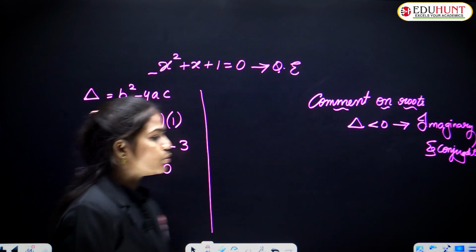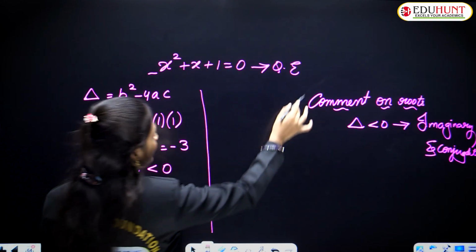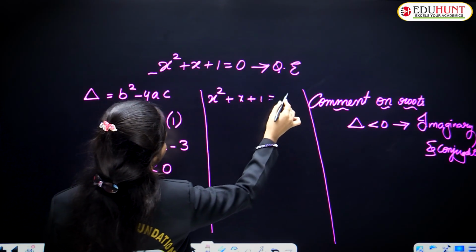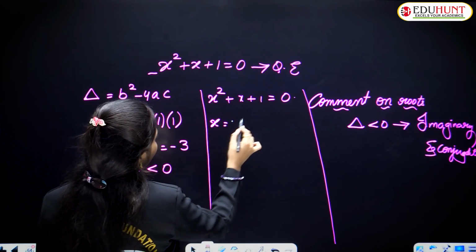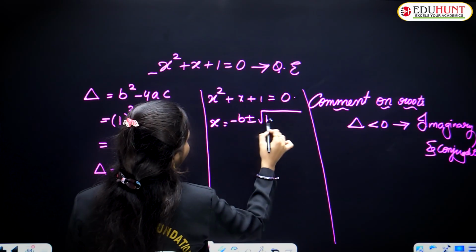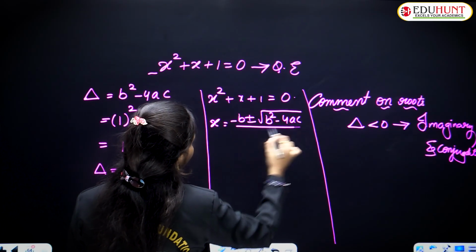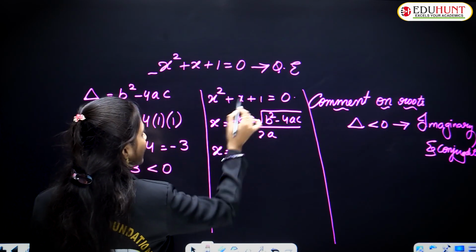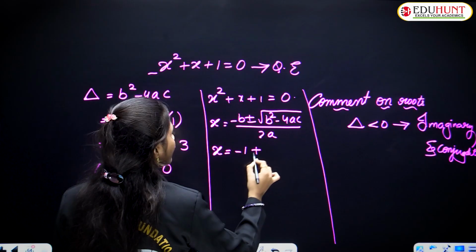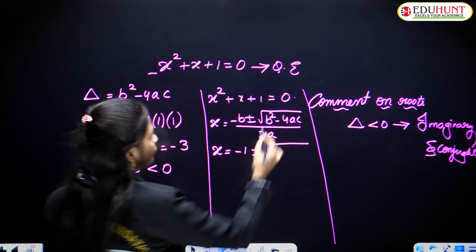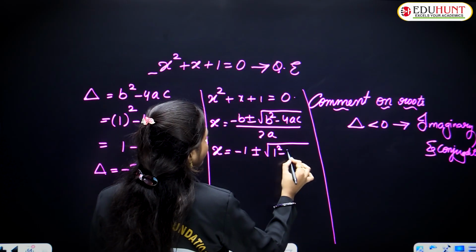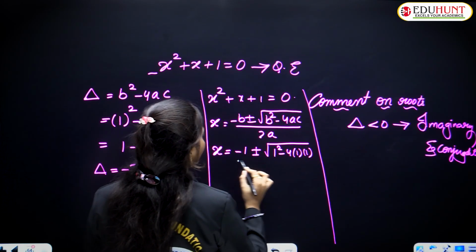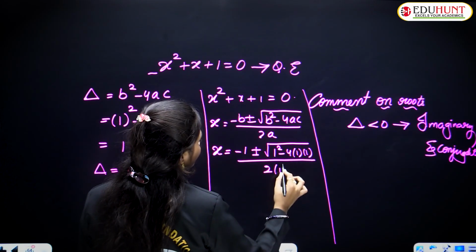Imaginary and conjugate roots. By using the quadratic formula, I will show you this one. x square plus x plus 1 is equal to 0. So x is equal to minus b plus or minus square root of b square minus 4ac, by 2a. So x is equal to minus b, that is minus 1, plus or minus square root of b square, means 1 square, minus 4 into a, which is 1, c is equal to 1, whole by 2 into a, a is equal to 1.